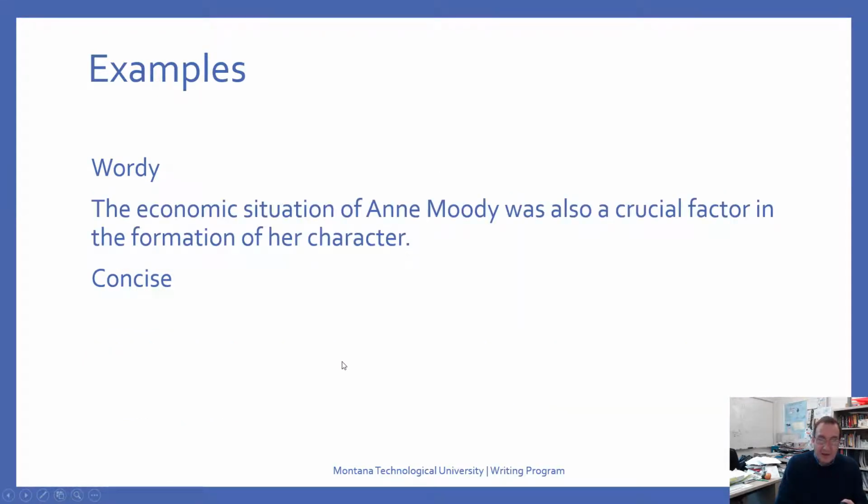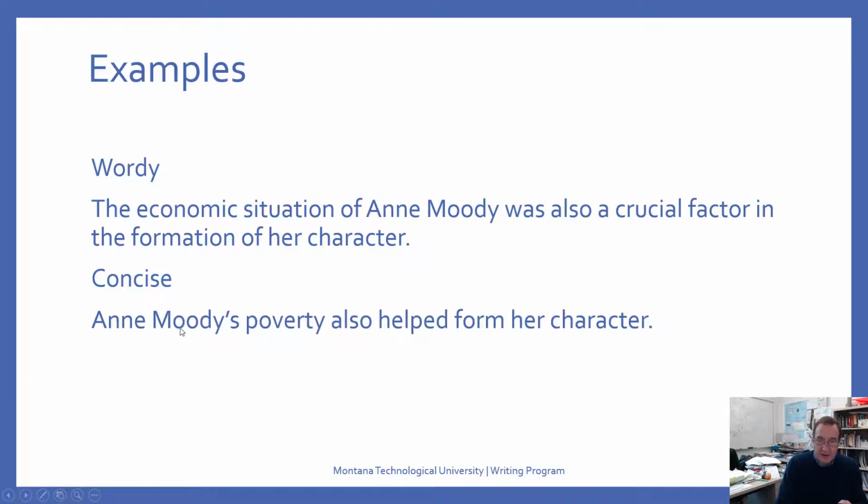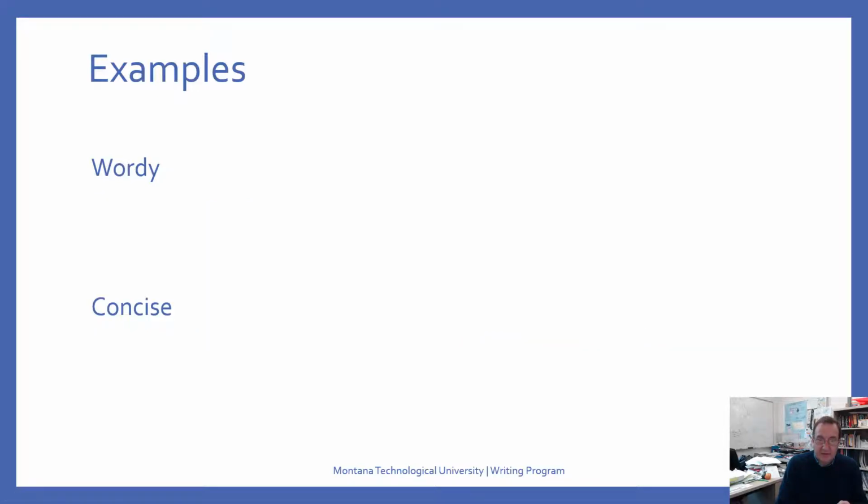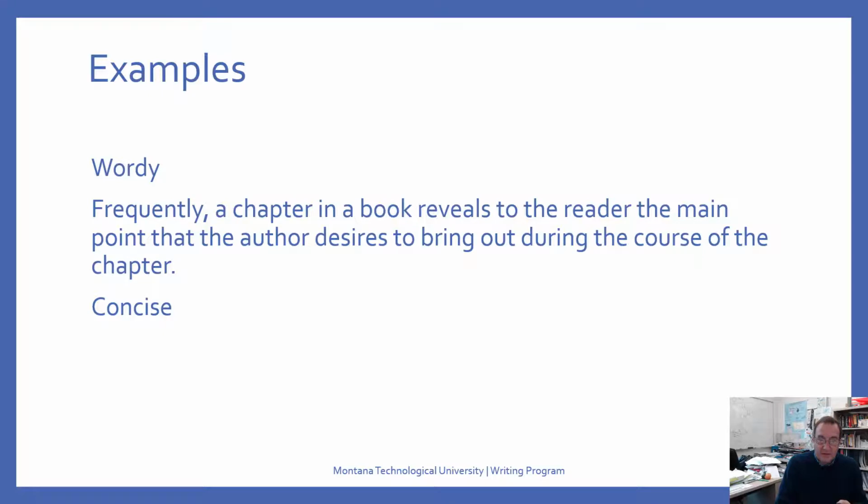Right? The economic situation of Miss Moody here was a crucial factor in the formation of her character. Too many words to say, and Moody's poverty also helped form her character. Clear, concise, to the point. Okay. In this example, we have writing about a book, and something happens between the author and he does this in the course of the chapter, or what we're truly saying is a chapter's title often reveals its thesis. Okay? It's designed that way.